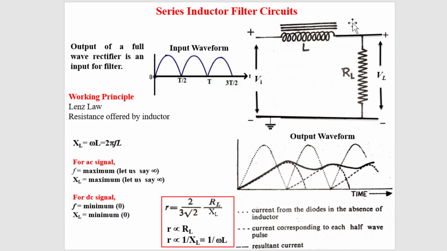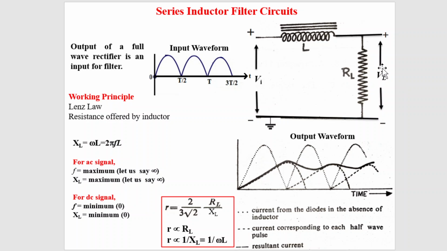Okay. So therefore, when you apply this input signal, this signal contains AC plus DC both. So the AC signal will be stopped or blocked by the inductor. Okay. It will stop only here. It will not allow the AC signal to pass, and it will allow only the DC signal to pass. So only the DC signal will pass, and whatever output you observe across the load resistance will have very little variation.